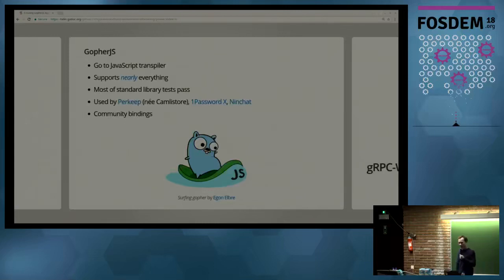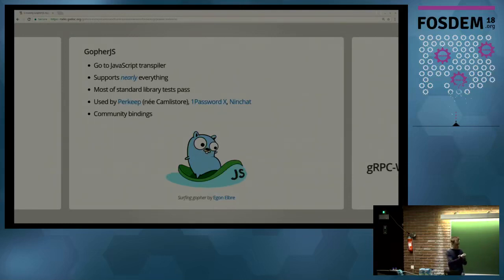GopherJS is a Go to JavaScript transpiler written by Richard Musial. It's been out for about 4 years or so, I think. And it supports nearly everything in the standard library, including Go routines. It's used in production by certain open source projects such as Perkeep, which used to be called Camlistore, 1PasswordX, and Ninjat, who are both private companies. And there are also community bindings for popular JavaScript frameworks such as React, Vue, the DOM, and WebSockets.